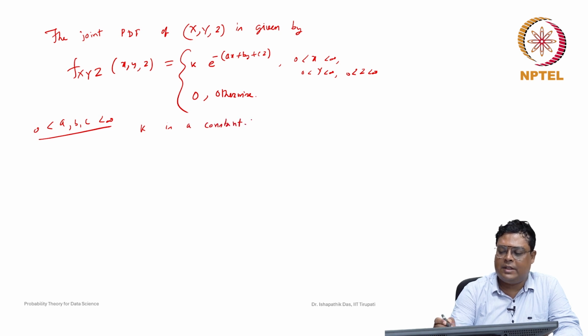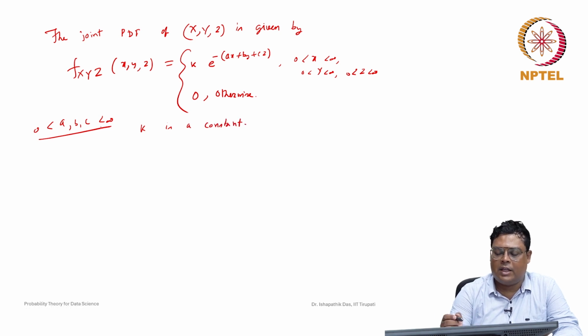So now a, b, c are some given values, it can be any value, and then this will be the probability density function. K we have to find out, k is a constant, a particular value. For a, b, c any value between 0 to infinity, it can be a probability density function, but only for a particular value of k depending on a, b, c. So how can we find this value?